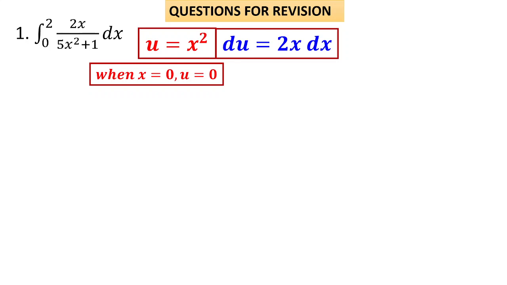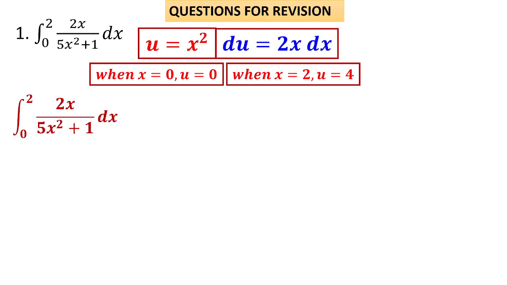u is equal to x square. Therefore, when x is equal to 0, u is 0. When x is 2, u is equal to 4. Therefore, from 0 to 2 will become 0 to 4. This you have to fix in the beginning. Therefore, the integral from 0 to 2 of 2x upon 5x square plus 1 into dx will become the integral from 0 to 4, because for u, it is from 0 to 4.